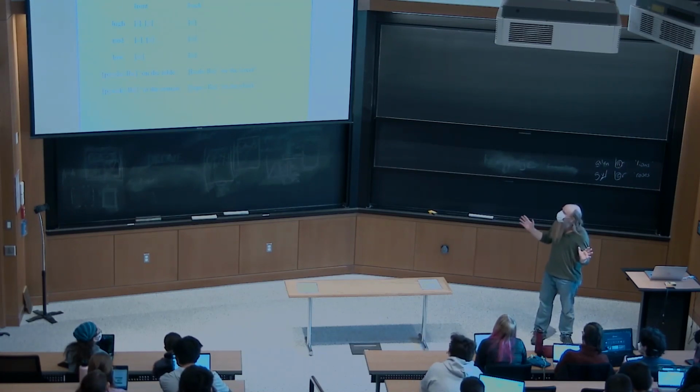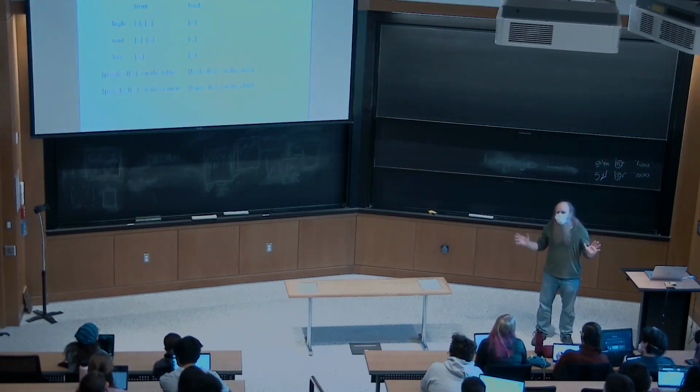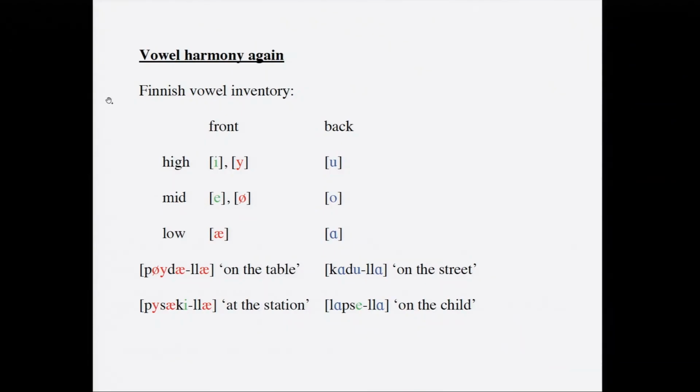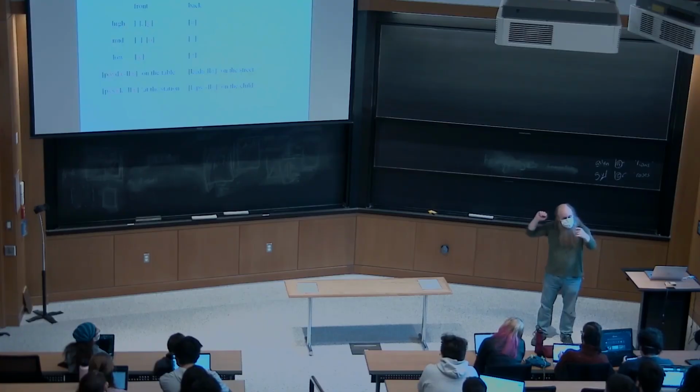So i, the front high unrounded vowel, there is no vowel which is identical to that vowel in every way except that it's back. Yeah? There isn't one. Does that make sense? So the red vowels and the blue vowels are identical in every way except for front versus back. The green vowels don't have a corresponding back vowel that's identical to them in every way except being back. Yeah?